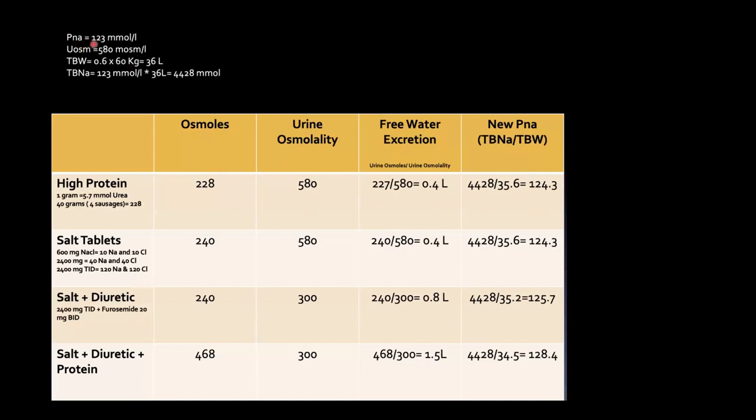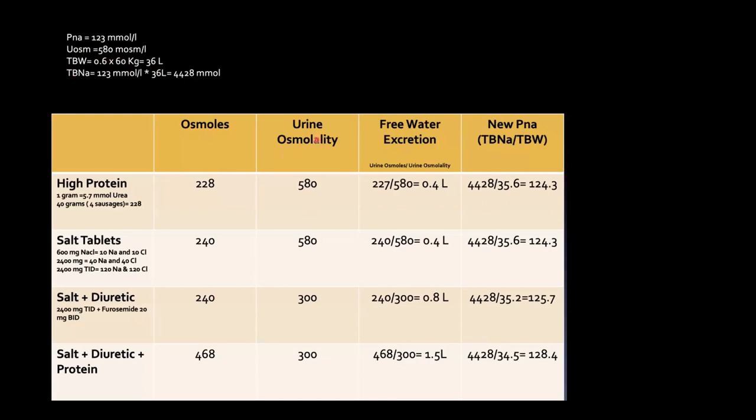So here we have a patient with a plasma sodium of 123. The urine osmolarity is 580. The total body water is 0.6 times body weight, which is 36 liters. And the total body sodium is the plasma sodium multiplied by total body water, which is 4428.